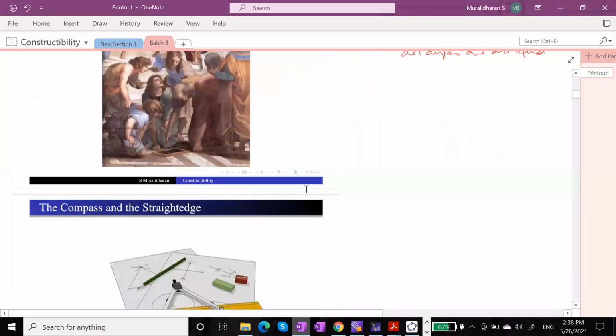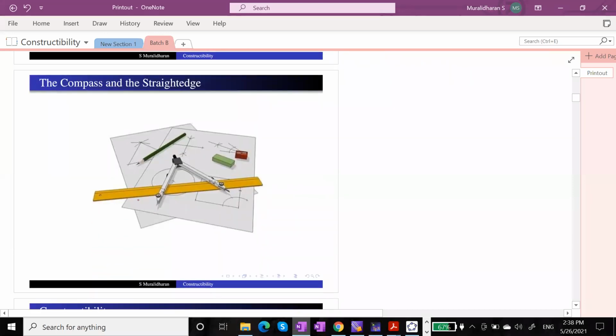By straight edge, what we mean is something straight, which we can draw a line with. The compass is this one. I hope many of you would have seen compass and dividers and so on, right? These days, in geometry class, do you still construct things using that?